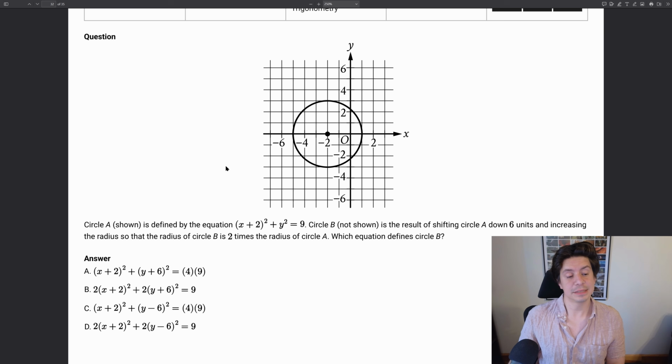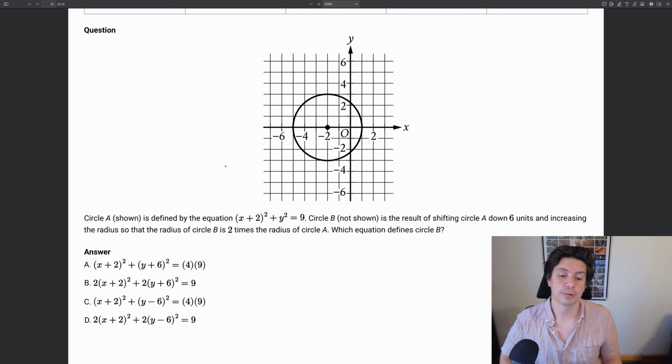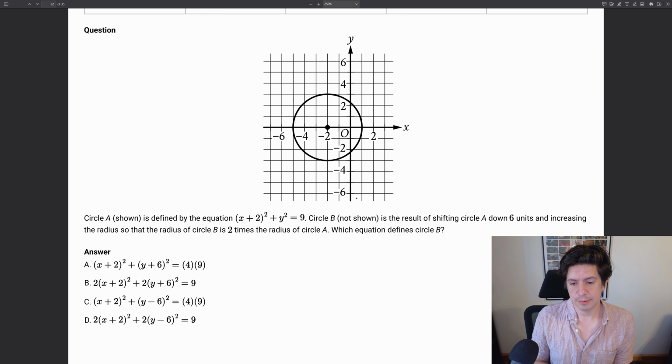All right, so we have this here. Circle A is defined by the equation (x plus 2) squared plus y squared equals 9. Circle B, not shown, is the result of shifting circle A down 6 units and increasing the radius. So the radius of circle B is 2 times the radius of circle A. Which equation defines circle B?